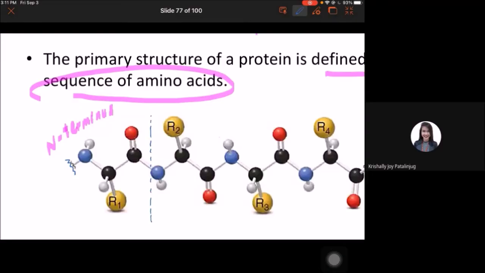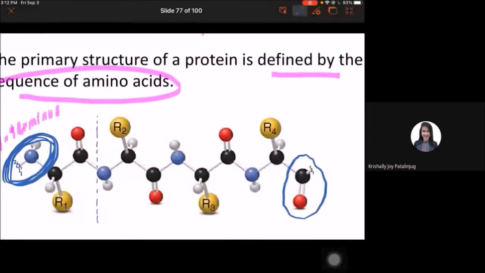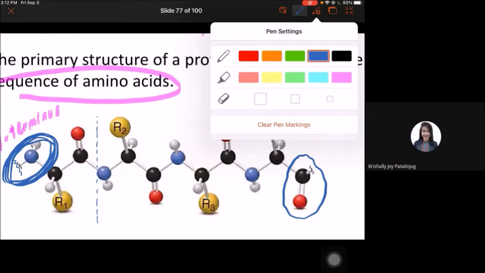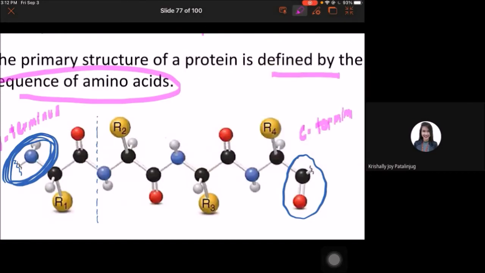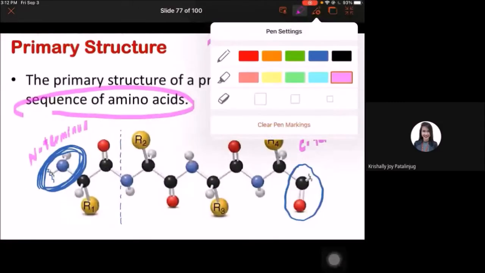A non-reacting amino group. And then on the right, let's go to the right part. This is the amino group, the free amino group. This other part is the free carboxyl group, the non-reacting carboxyl group. So it is free. And what we call this is the C-terminus.